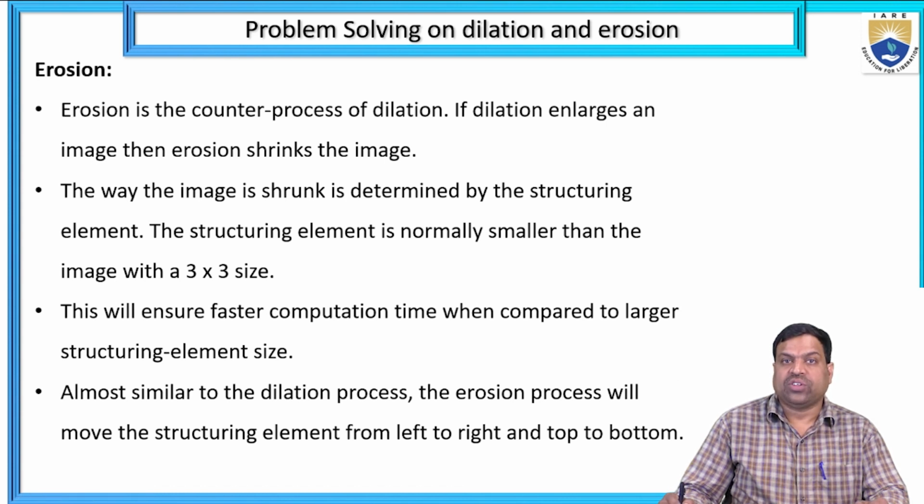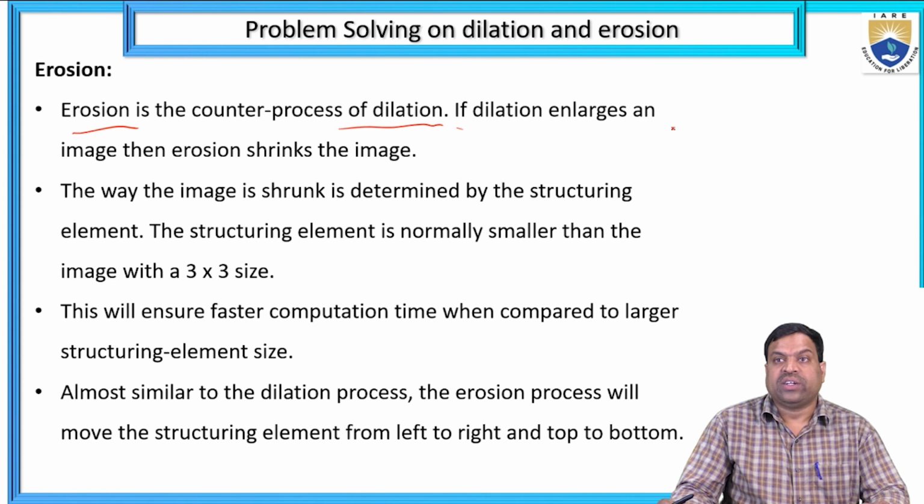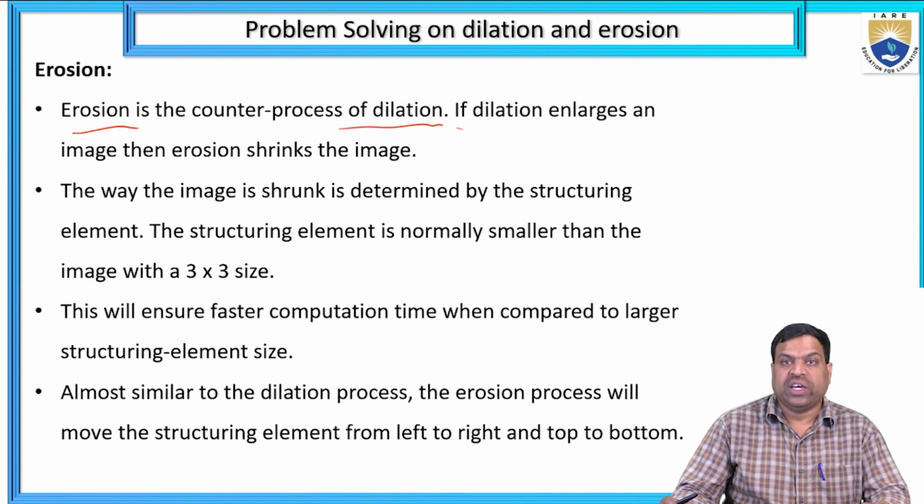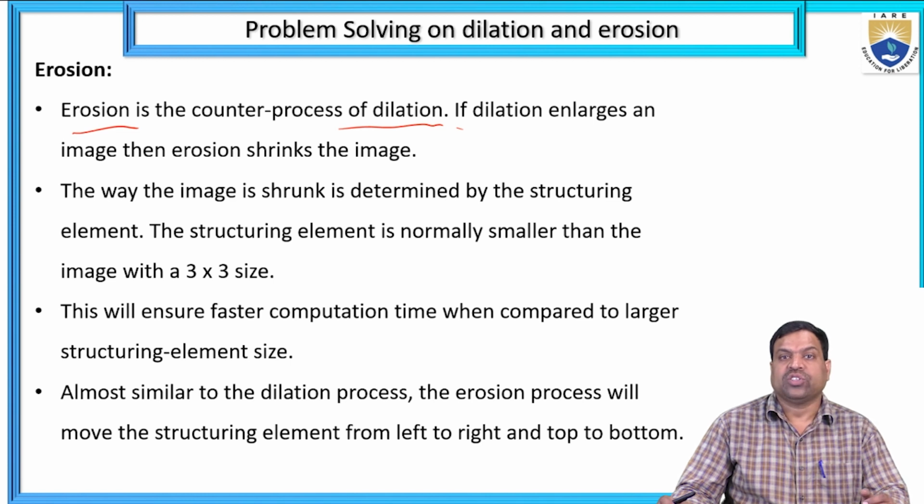If dilation enlarges an image, then erosion shrinks the image. The way the image is shrunk is determined by the structuring element. The structuring element is normally smaller than the image, with a 3x3 size. Erosion is the counter process of dilation. Erosion and dilation are processes, but dilation enlarges an image, then erosion shrinks the image.